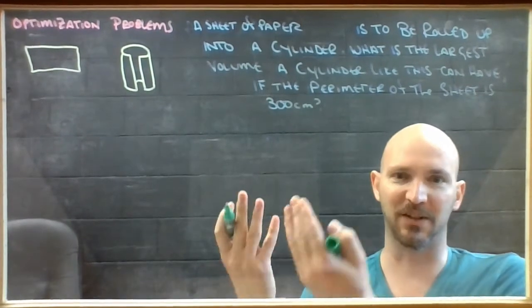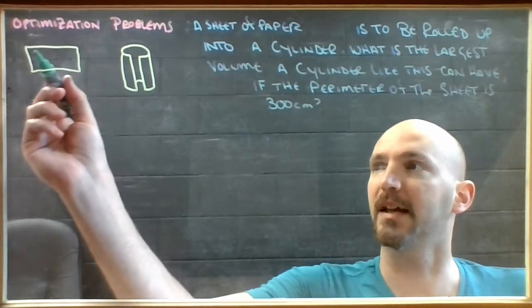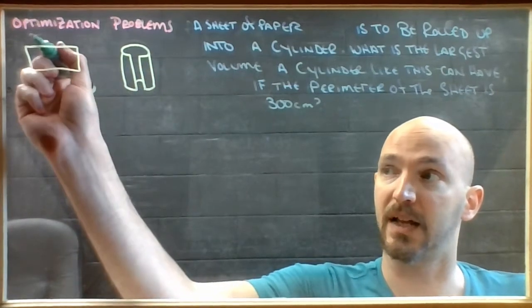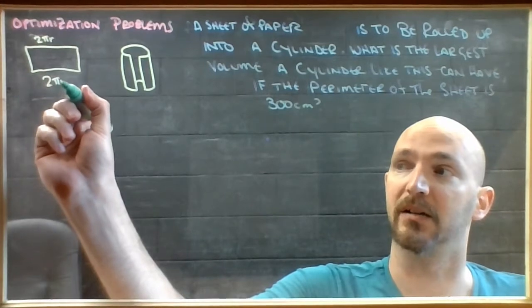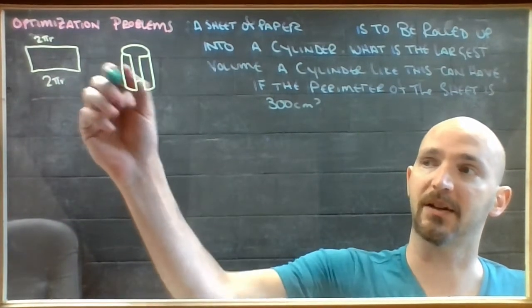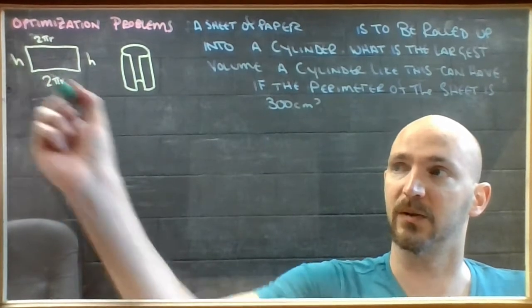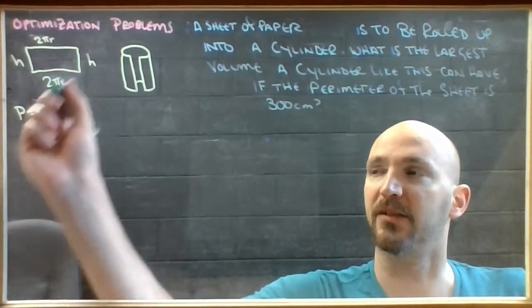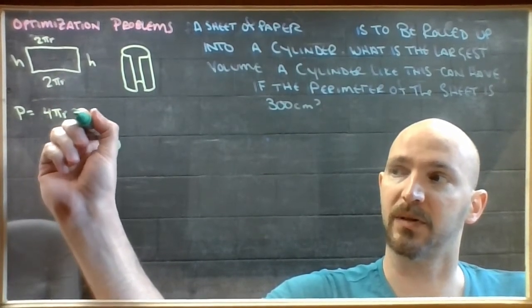Hopefully you can see a sheet of paper rolled up like that. Now this edge of the piece of paper has to be the circumference of this circle, so that's 2 pi r. That means that this is 2 pi r as well. This edge of the piece of paper makes the height of my cylinder. So does that one.